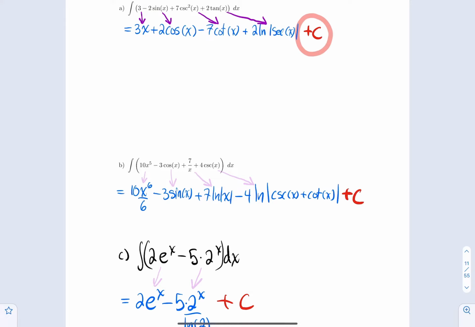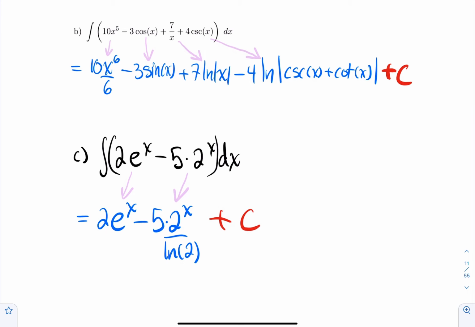Another example: the integral of 10x^5. The power is 5, so it's going to become 5 plus 1, which is 6. So you're going to get 10 times x to the power 6 over 6. The integral of cos is sine, so minus 3 cos will become minus 3 sine. The integral of 1 over x is ln of the absolute value of x, so the integral of 7 over x is 7 ln of the absolute value of x. And because the integral of cosecant is minus ln of the absolute value of cosecant plus cotangent, the integral of plus 4 cosecant will be minus 4 ln of the absolute value of cosecant plus cotangent plus c.